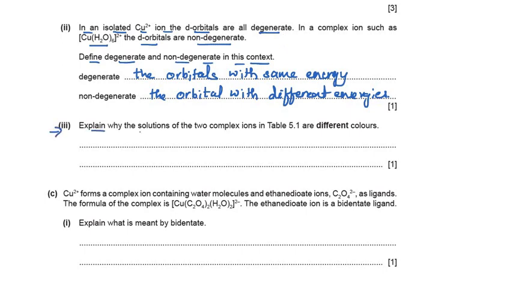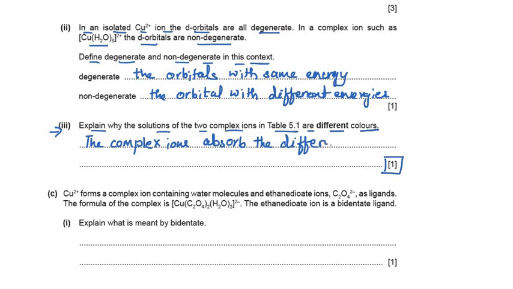Let's go ahead with the third part. Explain why the solutions of the two complex ions in table 5.1 are different colors. Now these two solutions are of different colors and the question carries only 1 mark. If it carries more marks, then we need to explain it in detail. But as it carries only 1 mark, we can write it in short that the two complex ions absorb different wavelengths of light from white light, and hence exhibit different colors. Complex ions absorb different wavelengths from white light, and so they are of different colors.